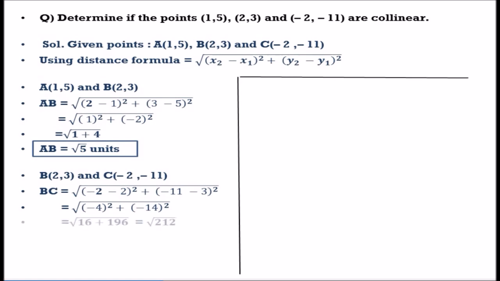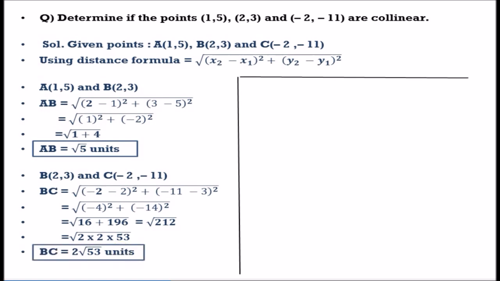Minus into minus plus, so 4 4s are 16. Minus into minus plus, so 14 14s are 196. If we add up, we'll get root over 212. 212, if we prime factorize, then we can get 2 into 2, 2 2s are 4, 4 into 53 is 212. That means BC we can express as 2 under root 53 units.